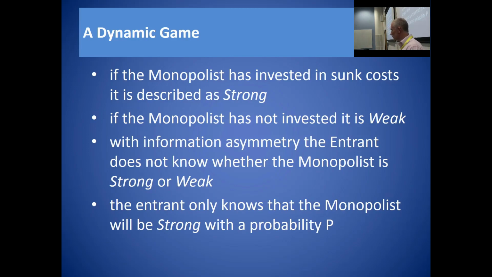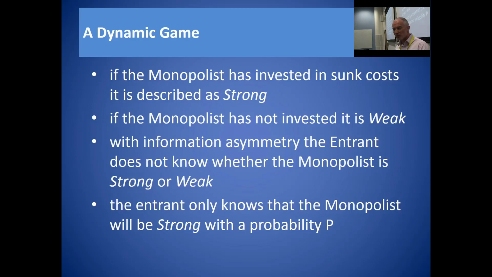All it can do is have an expectation, a belief that the monopolist is either strong or weak. It's invested in sunk costs or it hasn't. And so we'll say that it believes that the monopolist is strong with a probability of P. And similar to what we've done before, it's this crucial probability of P that will drive all of our expected outcomes. So, that's what we've set up.